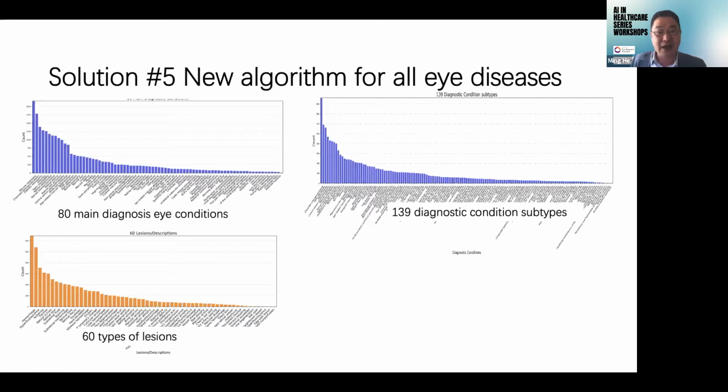Then, when we deployed the AI system in the real world, a lot of people complained that your AI is only able to make a classification on 3 diseases. But how about if there's another disease, will we miss the disease? So we actually developed a new algorithm based on a memory network. So it's not just looking at 3 diseases. We can actually make a diagnosis for 18 eye conditions and 60 typical types of lesion.